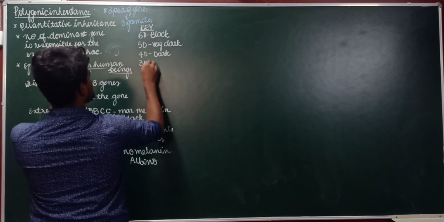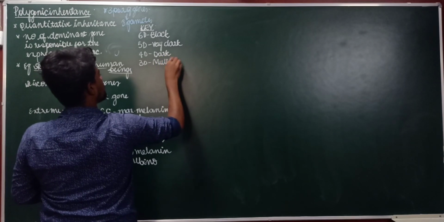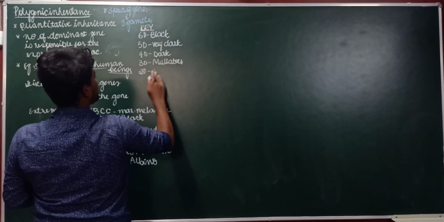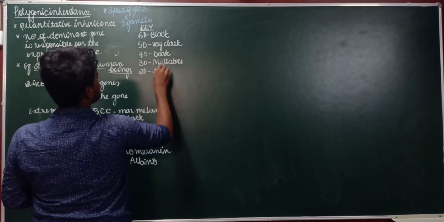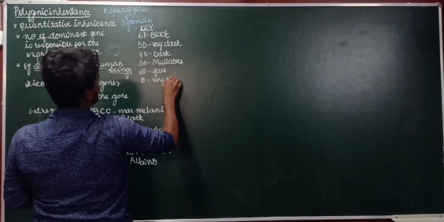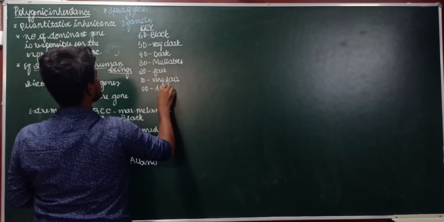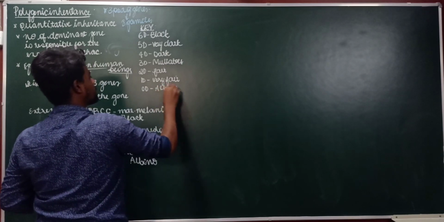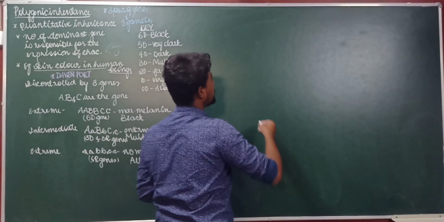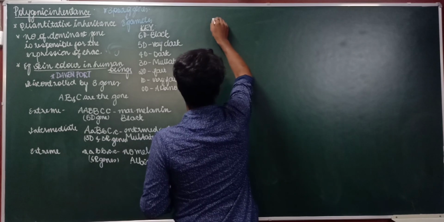4 dominant genes, it is dark. And 3 dominant genes, it is mulattoes or the intermediate character. 2 dominant genes, fair. 1 dominant gene, very fair. And 0 dominant genes, we call it albino. Now we have to start with the Punnett square. As I've already told, the Punnett square should include 64 boxes.